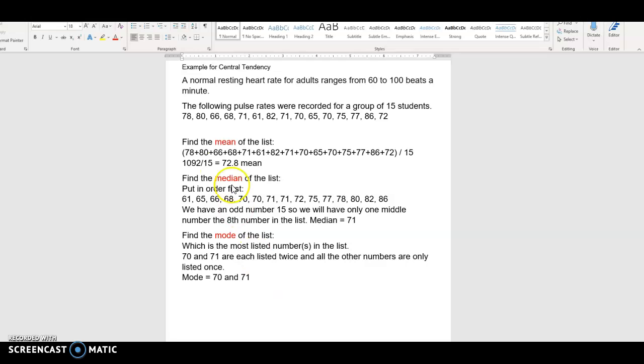So good luck in this chapter, and hopefully you won't have any problems with the mean, median, and mode. Like I said, you may already be familiar with this, and you may have been taught a little bit different way to find it, but as long as you get the right answer, we're still good. Good luck on the chapter again.